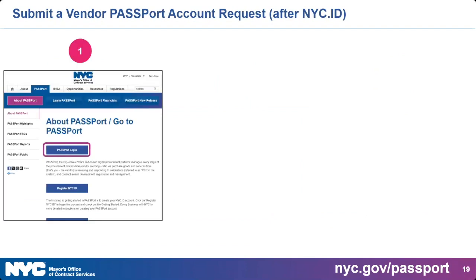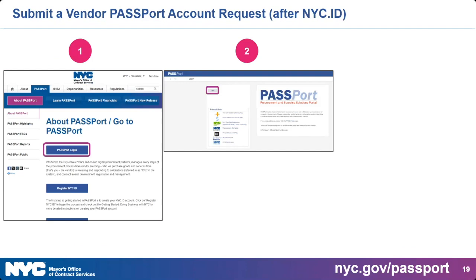They can add contacts and assign user roles. So for those of you who already have a NICE ID you're using with another city system, such as City Record Online, otherwise known as CROL, there's no need to register for a new one. You simply start from nyc.gov/passport and click the Passport Login button, which is directly above the Register NICE ID button.